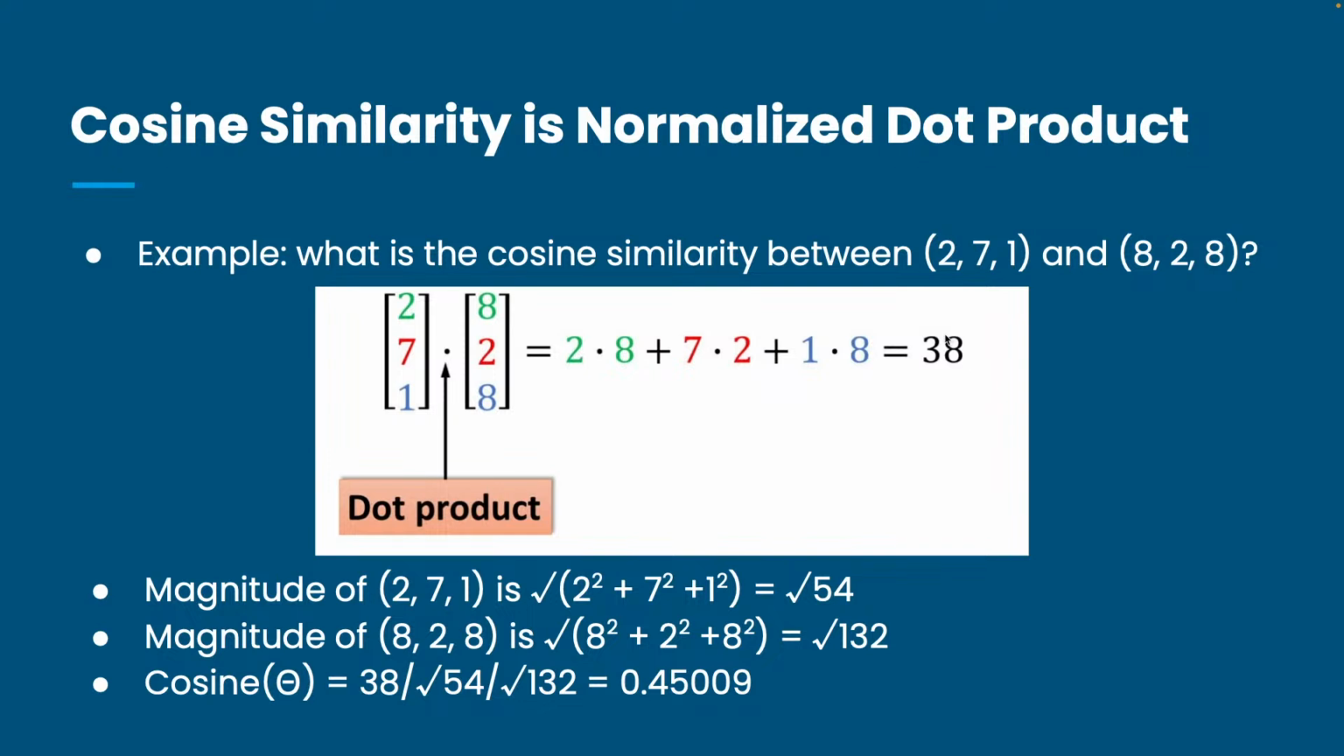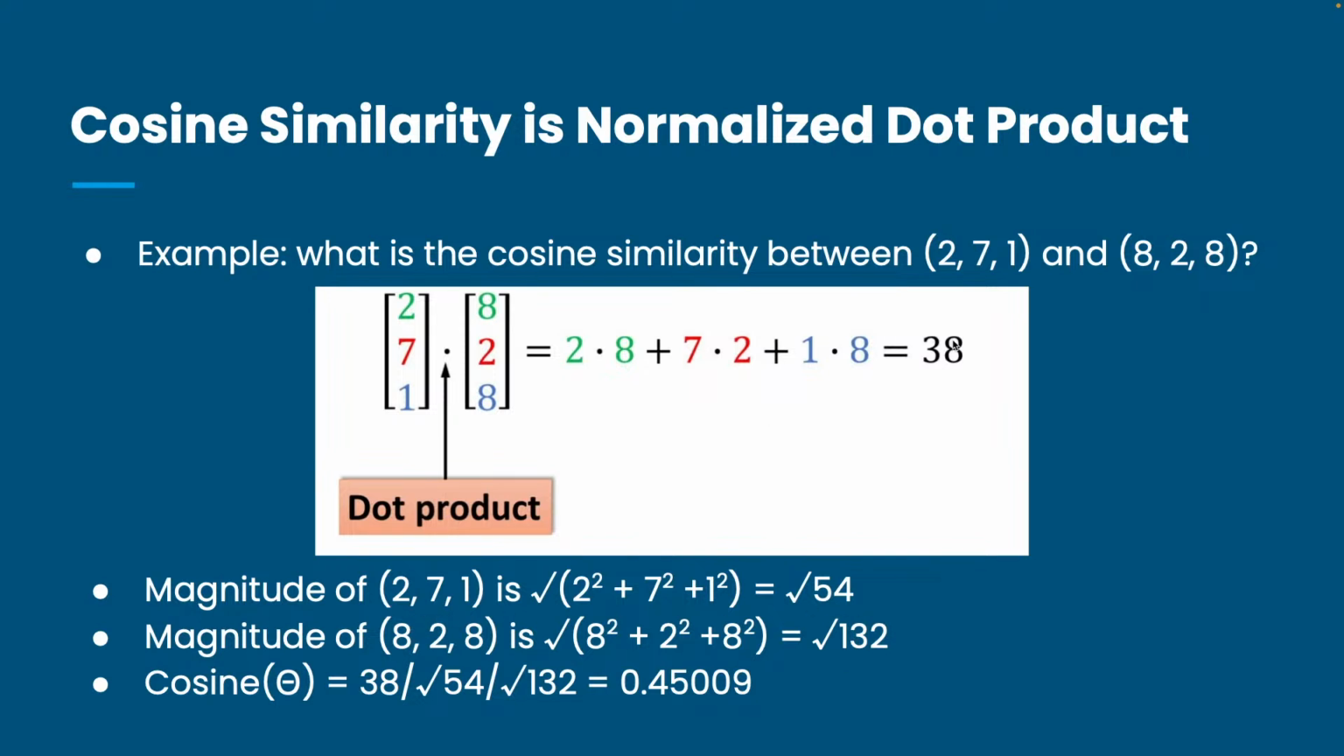Then we need to convert this to something between -1 and 1. To do that, we'll take the magnitudes of the vectors, which is their lengths. If you imagine these vectors in a plane, or in this case a three-dimensional space, they have a certain length. To get the length, we'll use the Pythagorean theorem, between the origin and that point in 3D space. So this is the square root of 2 squared plus 7 squared plus 1 squared, which is the square root of 54. And we do the same thing for the second vector to get its length.